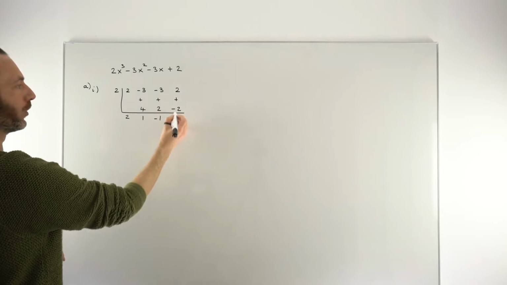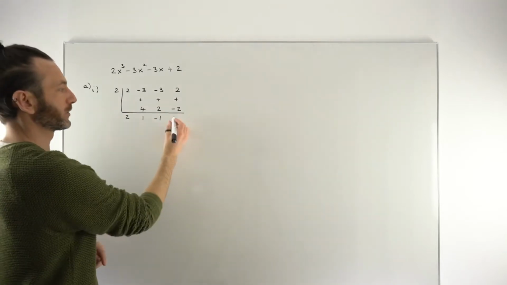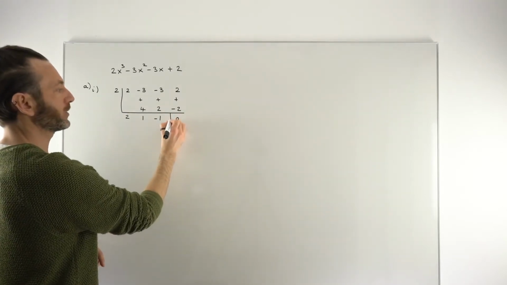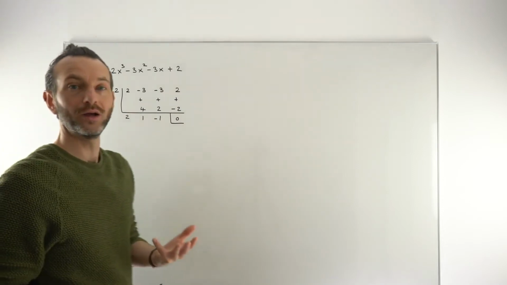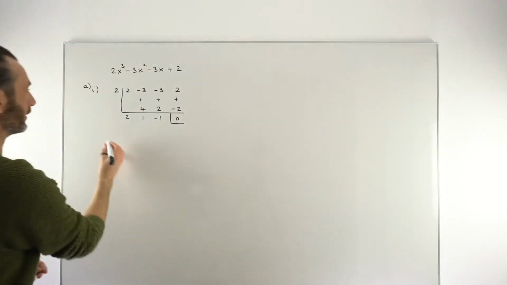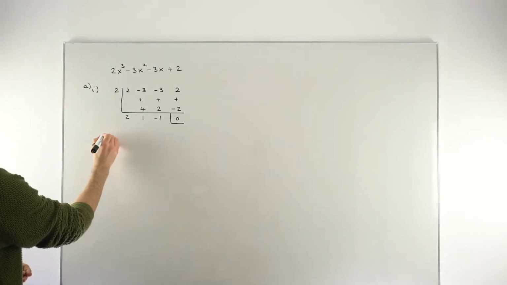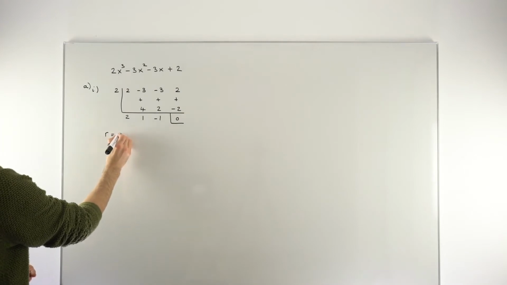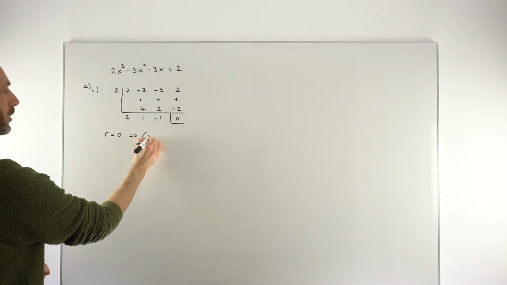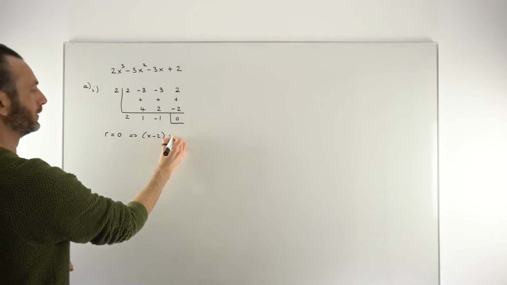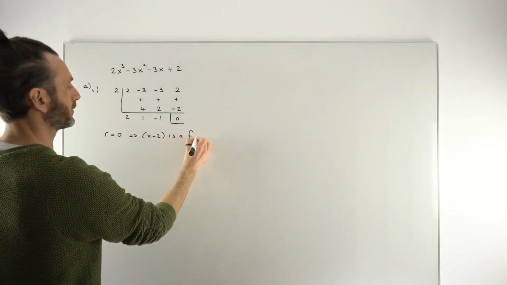So in our final column we've got 2 plus minus 2, which is 0. And that's what we're looking for. Remember, the 0 remainder shows that it's a factor. So maybe just make a little statement. So remainder equals 0. Therefore, x minus 2 is a factor.